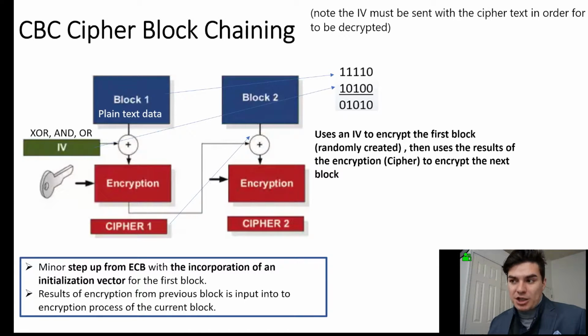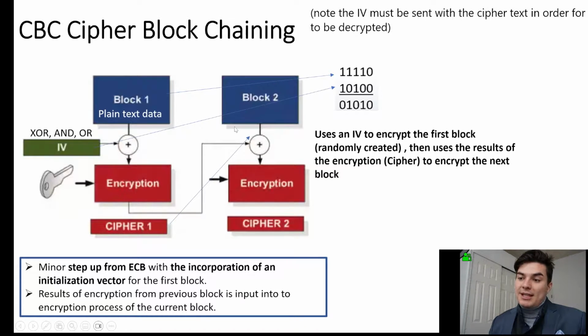With cipher block chaining, this one's a little bit different. We have the block 1 plaintext data, and that gets XORed with the initialization vector, and then it gets encrypted. Now this one is a lot different because after it gets encrypted, cipher 1 is now used as the initialization vector for the next block of data.